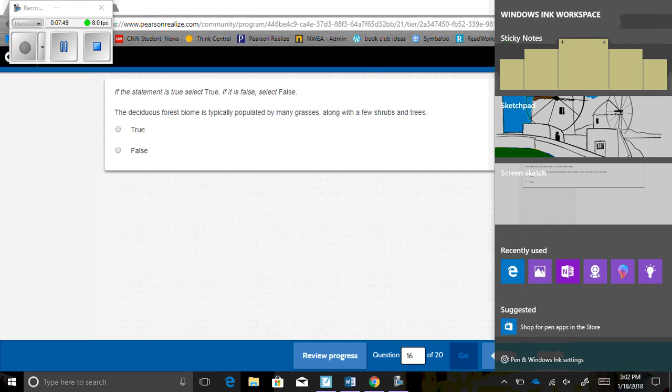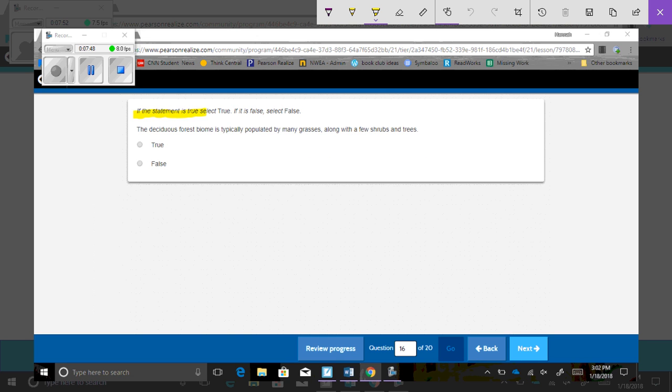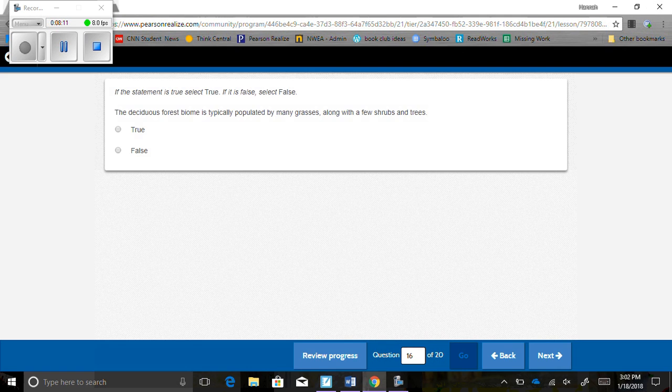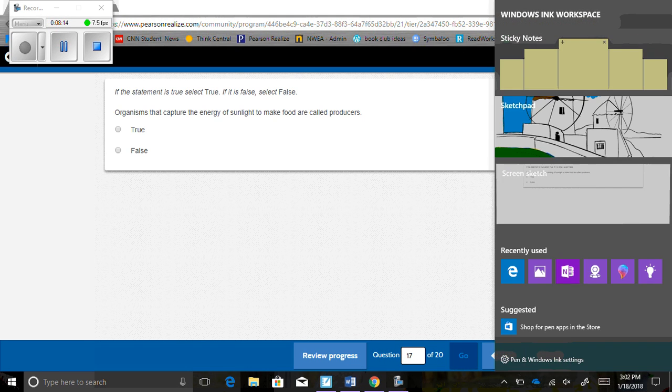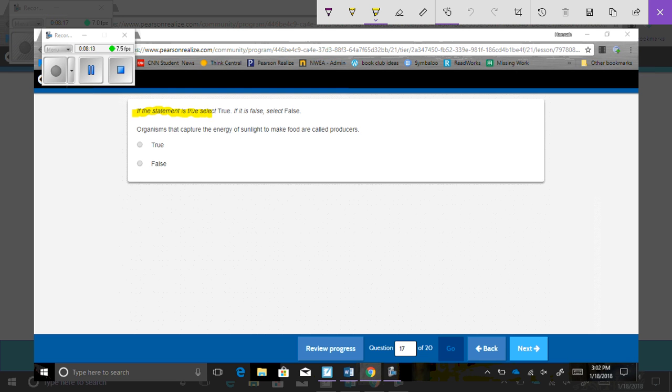Question 16. If a statement is true, select true. If it is false, select false. The deciduous forest biome is typically populated by many grasses along with a few shrubs and trees. True or false? Question 17. If the statement is true, select true. If it is false, select false. Organisms that capture the energy of sunlight to make food are called producers. True or false?